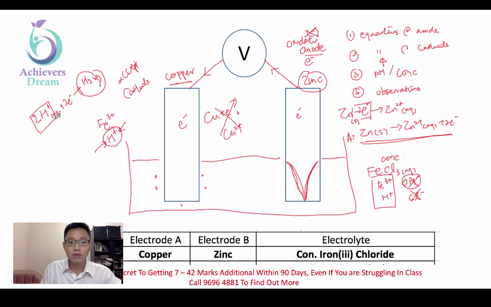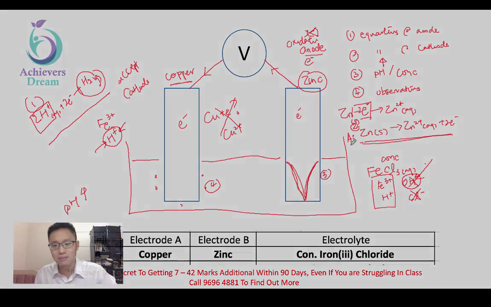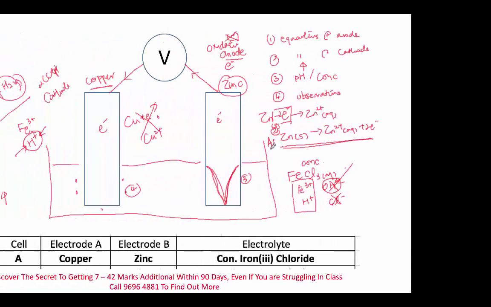Okay, so over here I'll get equation 1, equation 2, the observation, and pH increases because OH- is left behind and H+ is discharged. Okay, so I hope you can understand with this example. Okay, I'm going to move on to another example.